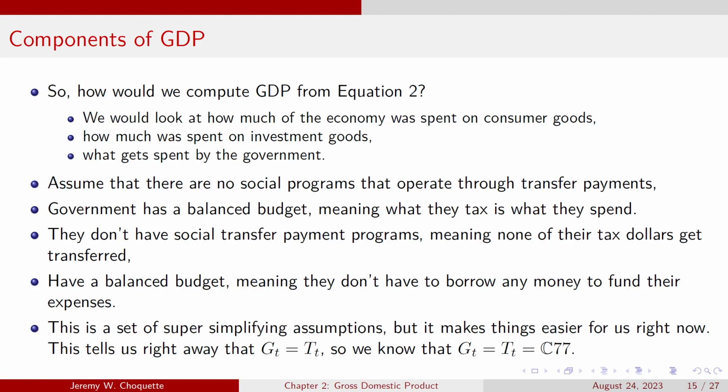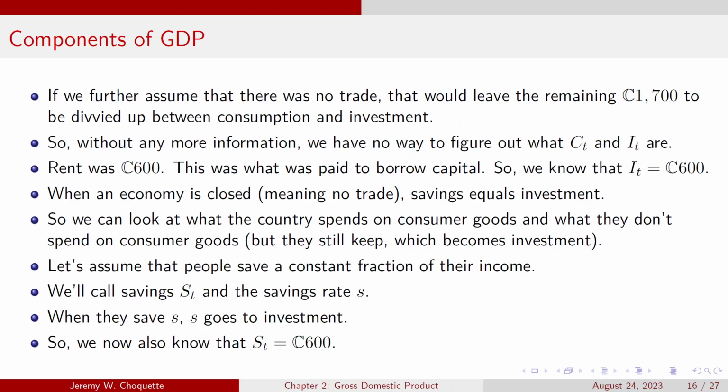Now, these are obviously super simplifying assumptions, but it makes things easier for us right now. That way we can just learn the basics. When we get the basics, we can go a little bit further into it. So this is all going to tell us right away that government spending equals taxes, which is the capital T. So we know that G equals T equals 77 catnips from our computations in the previous slides.